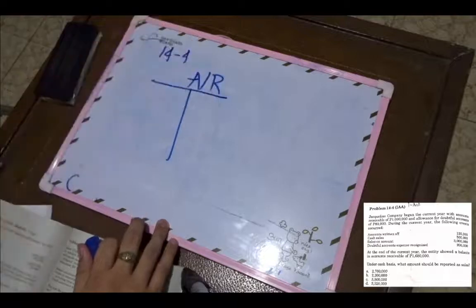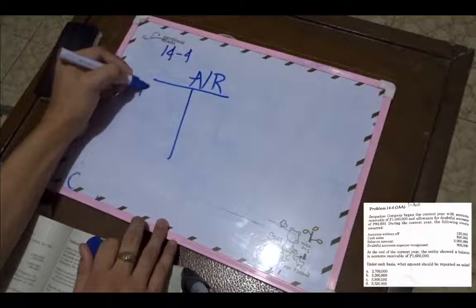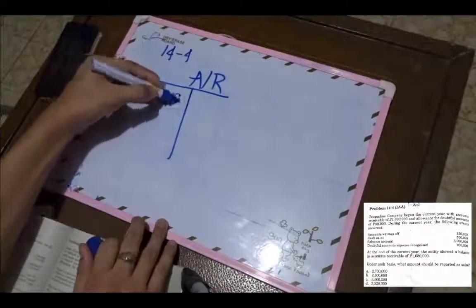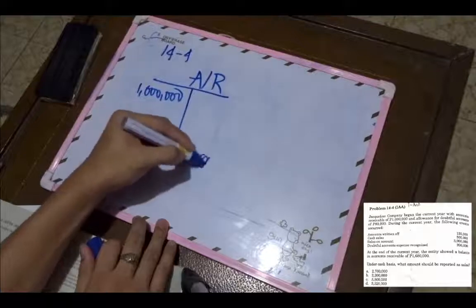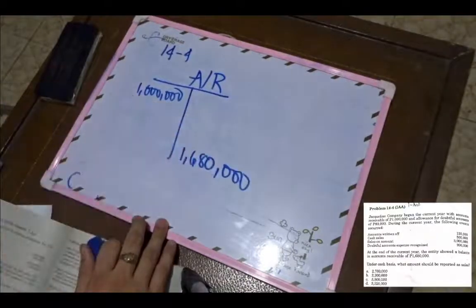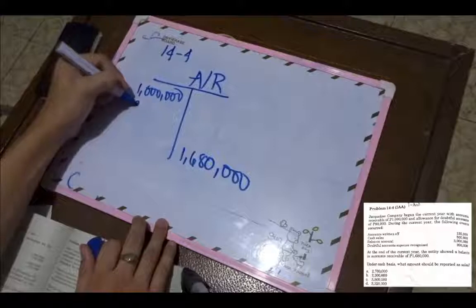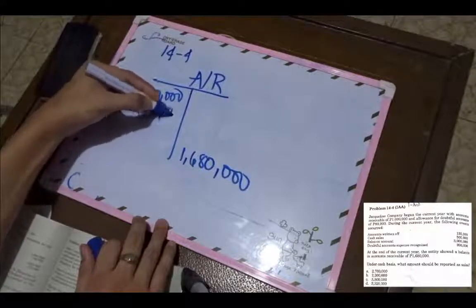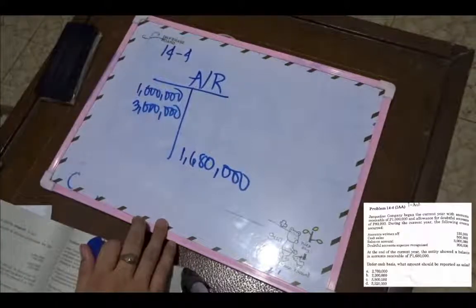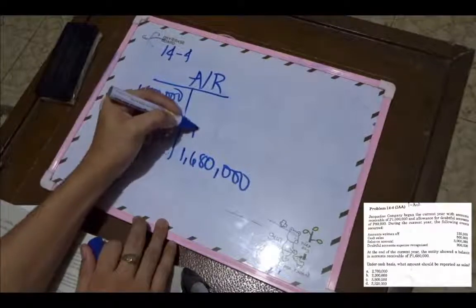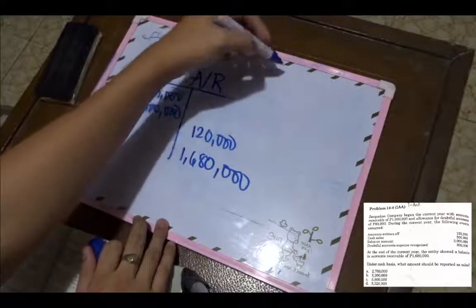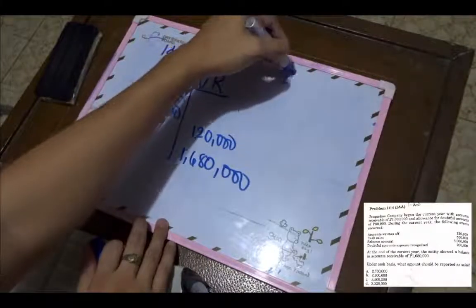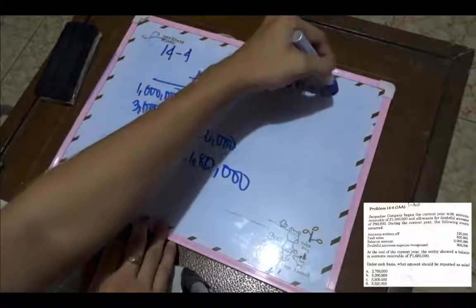So beginning balance for AR is 1 million. Ending balance is 1,680,000. Then you have sales on account 3 million. And then you have accounts written off 120,000. So the question is the same. Compute the income to be reported under cash basis.